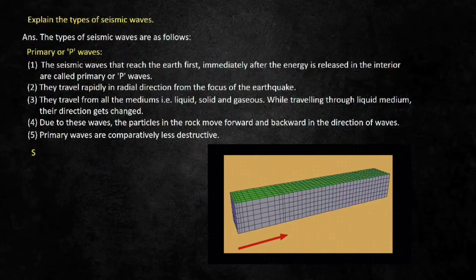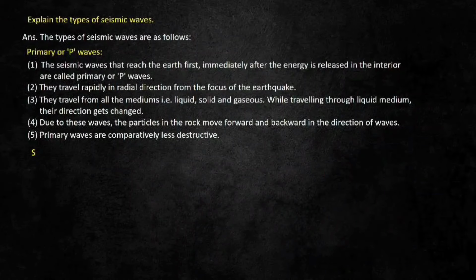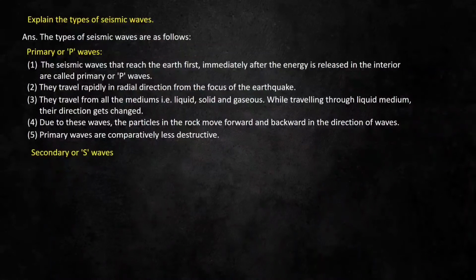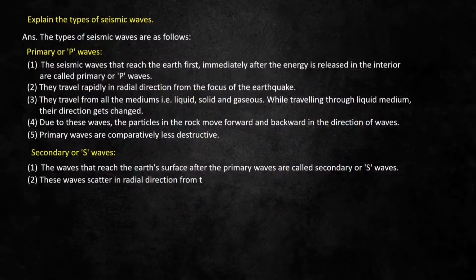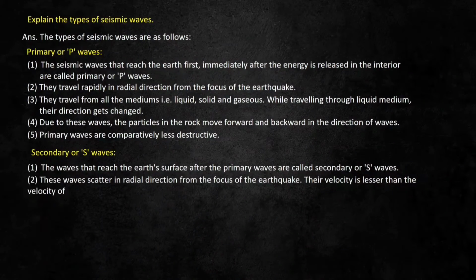Primary waves are comparatively less destructive than the secondary waves. Okay, what are secondary waves? The waves that reach the earth's surface after the primary waves are called secondary waves or S waves. These waves scatter in radial direction from the focus of the earthquake. Their velocity is lesser than the velocity of P waves.